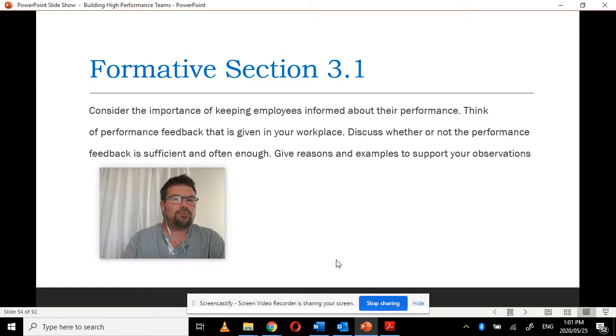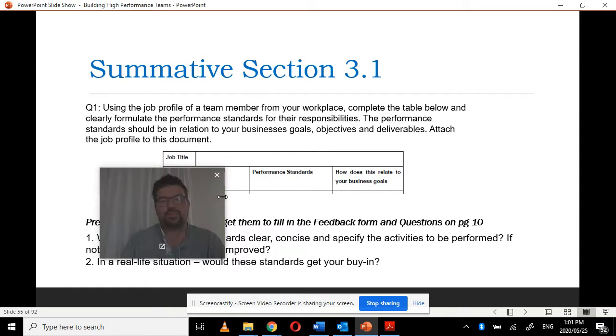So you're going to be talking about performance feedback, how often it's done, is it sufficient, do you need more of it? And you're going to talk about your experiences of getting feedback within your host organization. All right, so you can start that, and then the next one is your summative section.